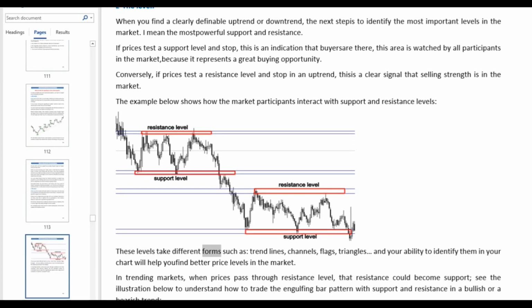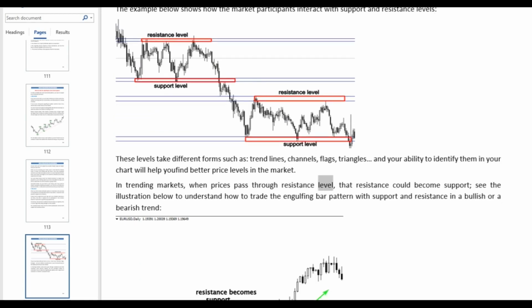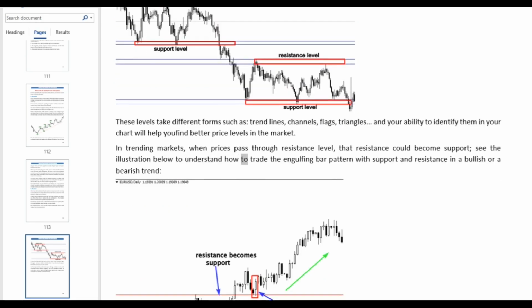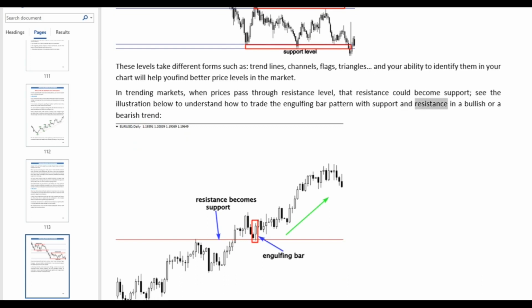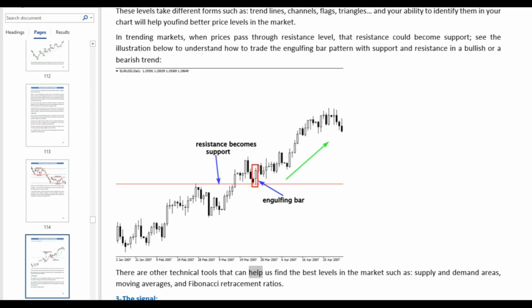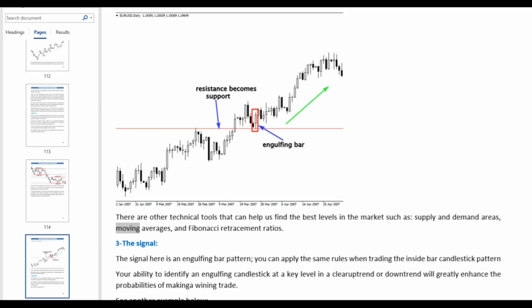These levels take different forms such as trend lines, channels, flags, and triangles, and your ability to identify them in your chart will help you find better price levels in the market. In trending markets, when prices pass through a resistance level, that resistance could become support. See the illustration below to understand how to trade the engulfing bar pattern with support and resistance in a bullish or a bearish trend. There are other technical tools that can help us find the best levels in the market, such as supply and demand areas, moving averages, and Fibonacci retracement ratios.